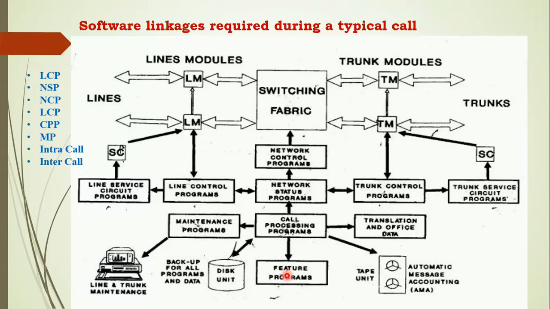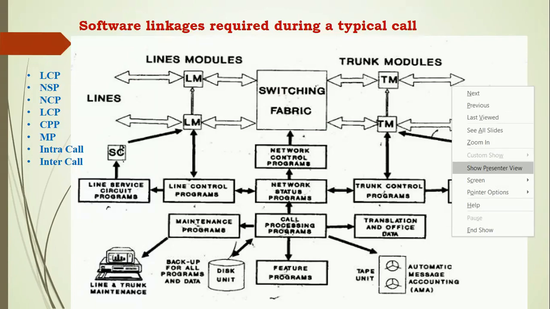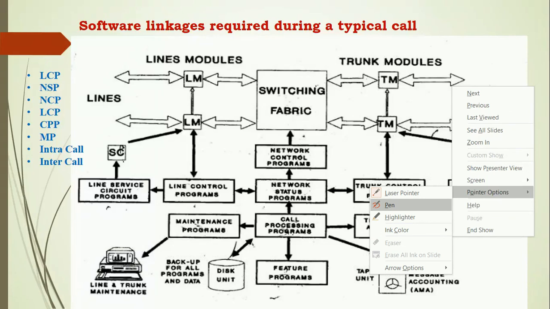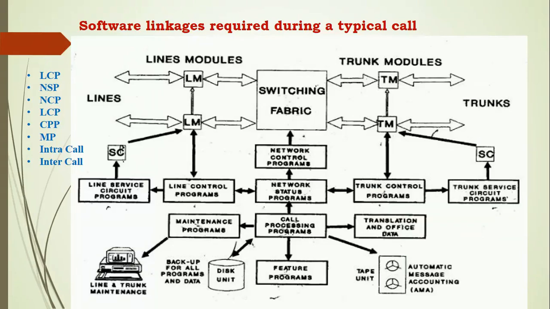Where to start the explanation is important. So let us go through the explanation. I hope you remember the classifications of the switching system and the functions of the switching system also. So here we'll be starting with the line control program. The functions of switching start by first scanning the line and testing the line. All those are performed by the line control program, which is connected to particular lines. Then after testing the lines, it will send the status to the network status program.